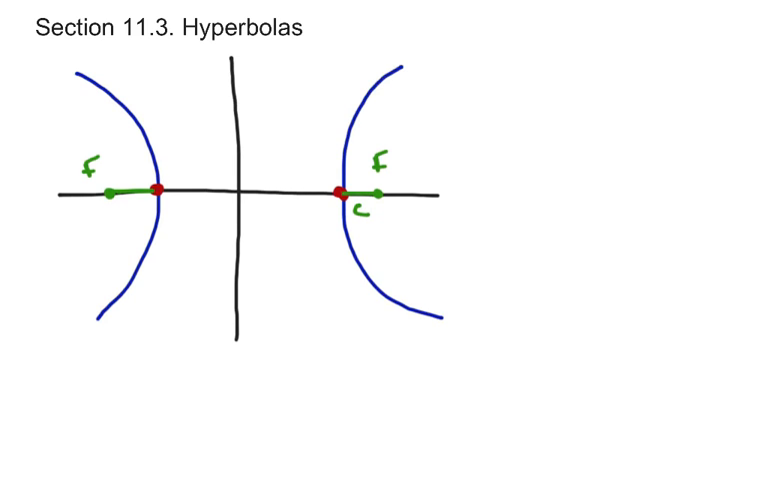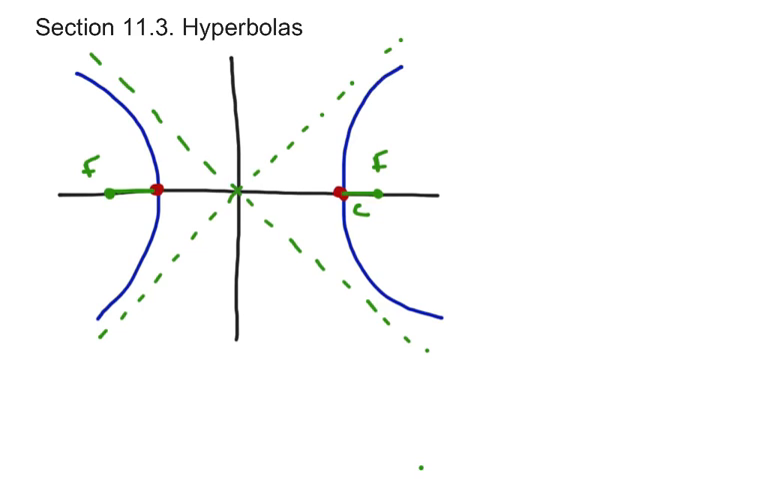The hyperbola also have asymptotes. Remember, an asymptote was a line that a graph gets closer and closer to but never touches. So there are these lines that the hyperbola actually get closer and closer to but never touch. And we'll talk about what the equations of these asymptotes are in a moment.